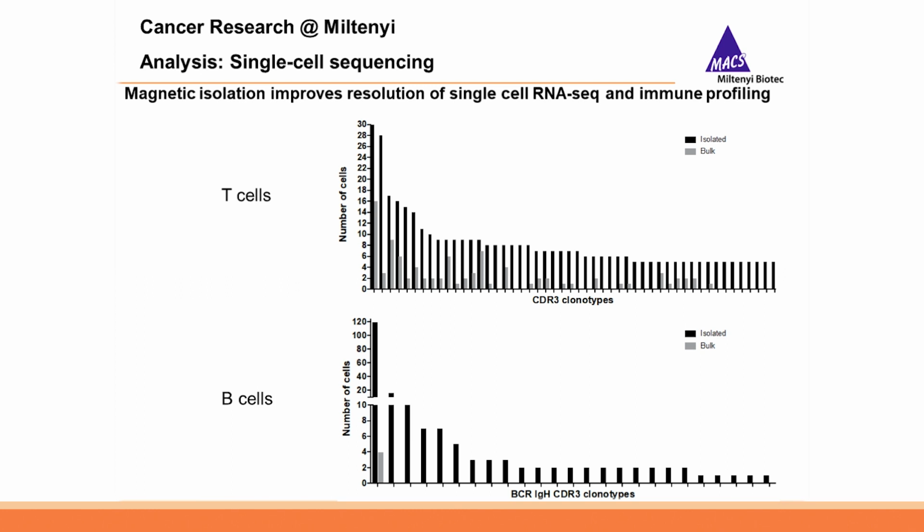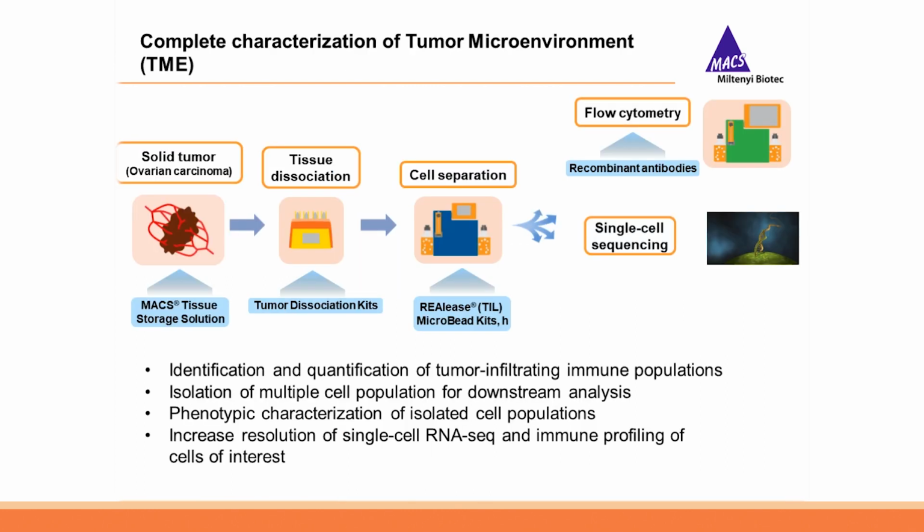In the B cells, we were able to identify one clonotype represented in 120 cells from magnetically isolated B cells, but was only found in 4 cells in the bulk sample. These results highlight the degree to which magnetic isolation can improve the resolution of single-cell RNA-seq and immune profiling.